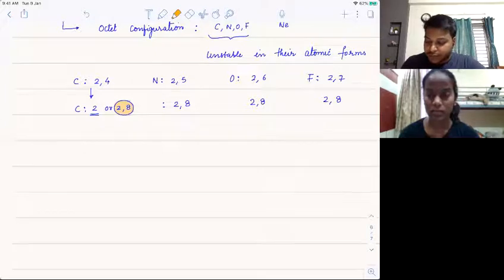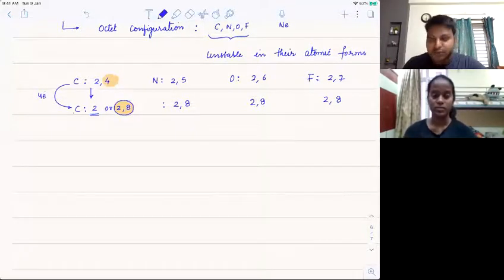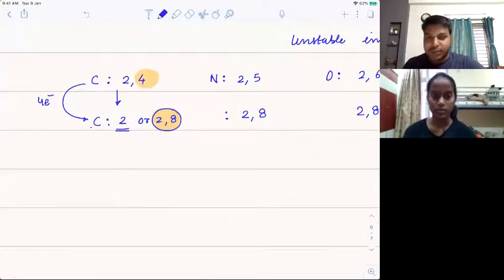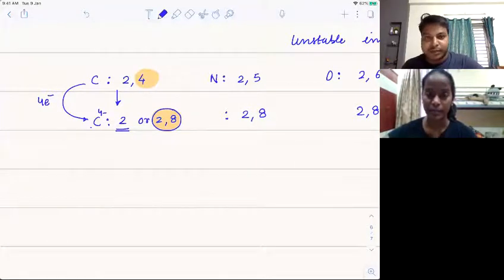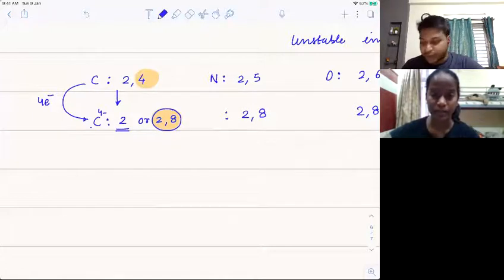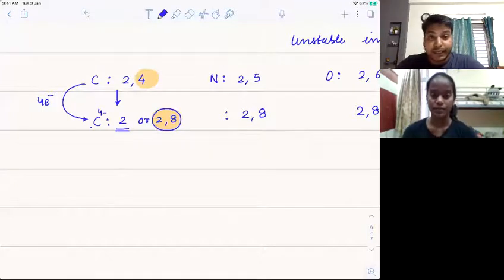But on the valence shell, it has only 4 electrons. What do we expect it to do? To get there, it has to accept 4 electrons, correct? When it accepts 4 electrons, the outermost shell would have the 2, 8 configuration. Since it is accepting 4 electrons, it would become an ion, C 4 minus. So carbon, which is 2, 4, would become 2, 8 now.